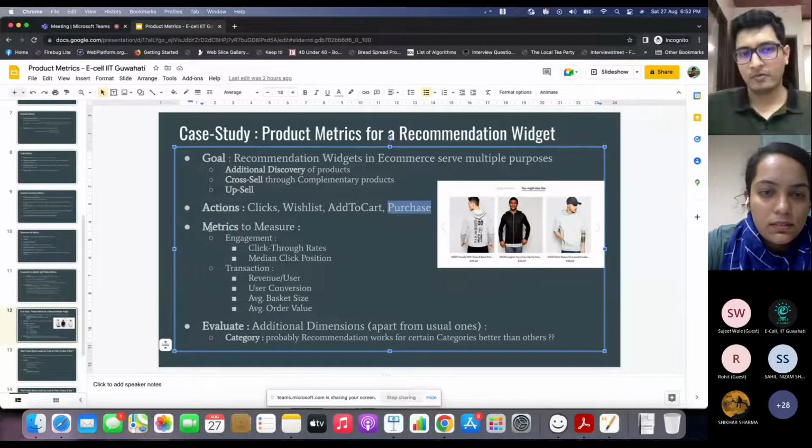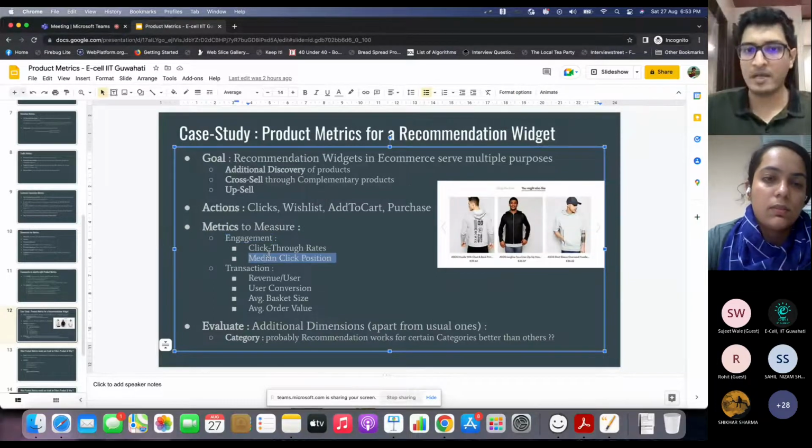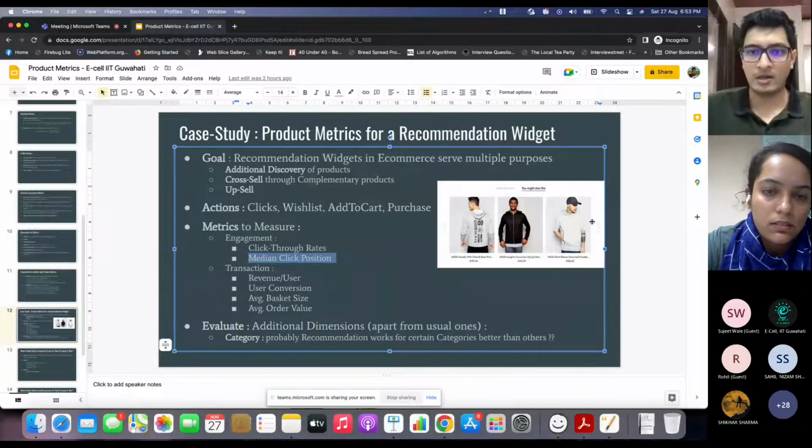So what metrics can you measure from an engagement perspective? Once there is a click, you have click-through rates, and relevance becomes median click position, right? Median click position is where the users are clicking, so 1, 2, 3 like that. Because you want to ensure that you show them much more relevant products towards the start. So ideally your median click depth should be as low as possible.